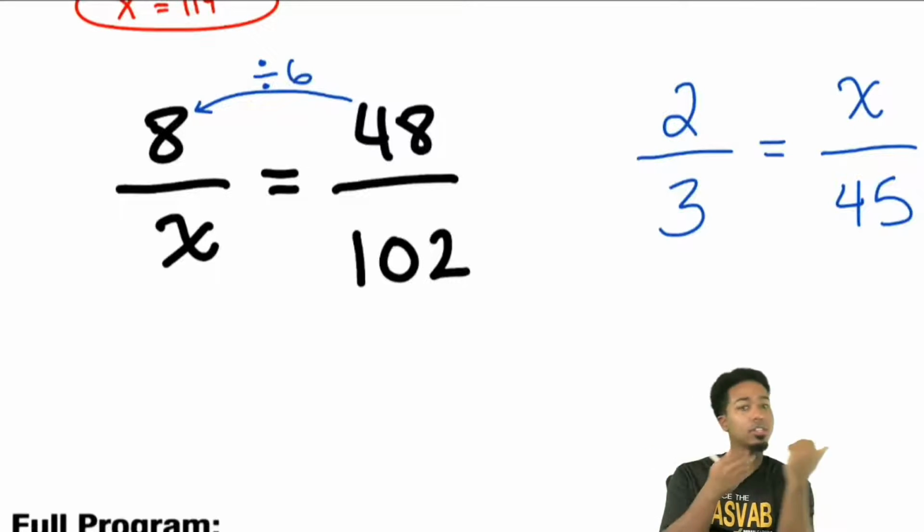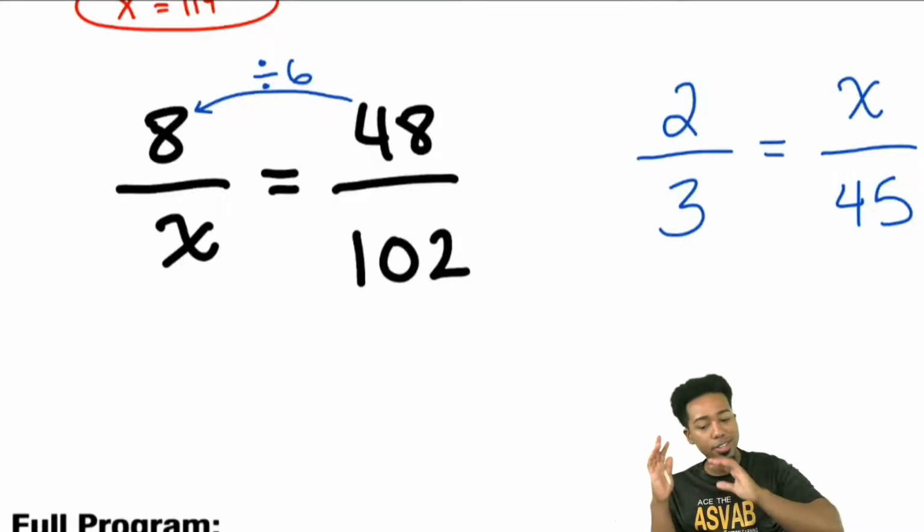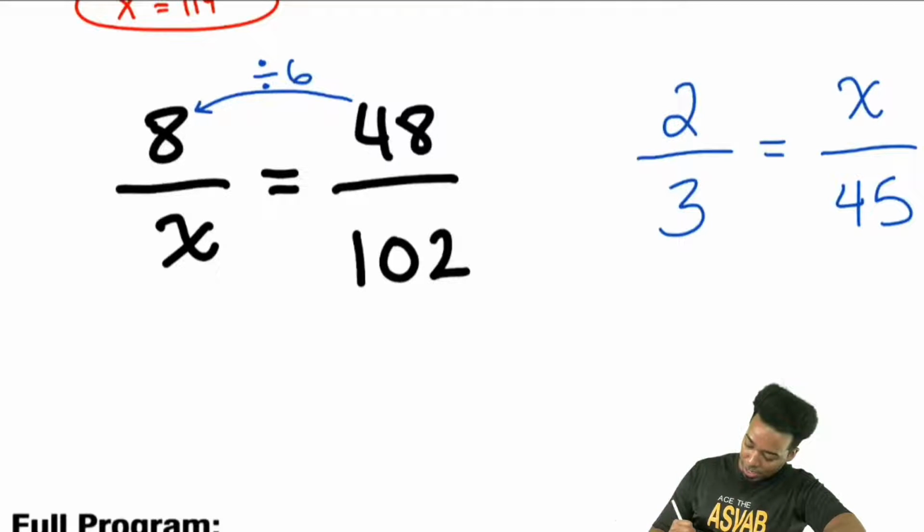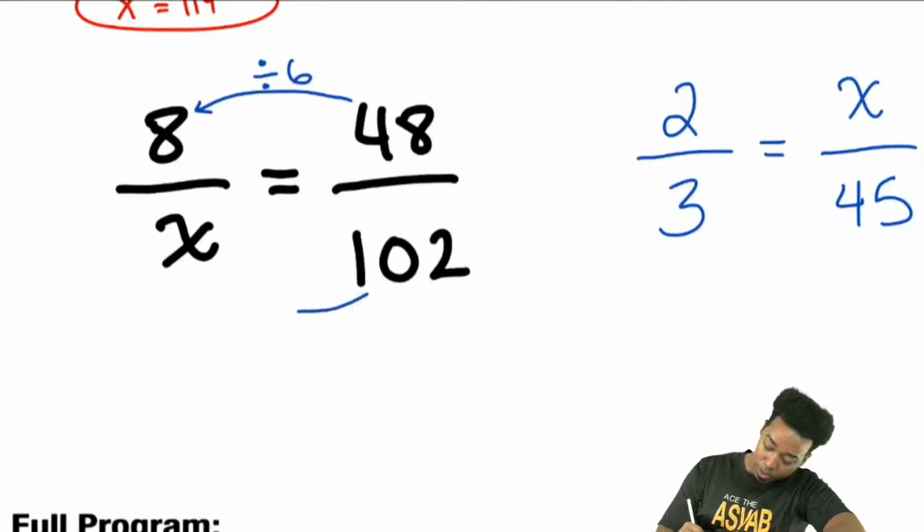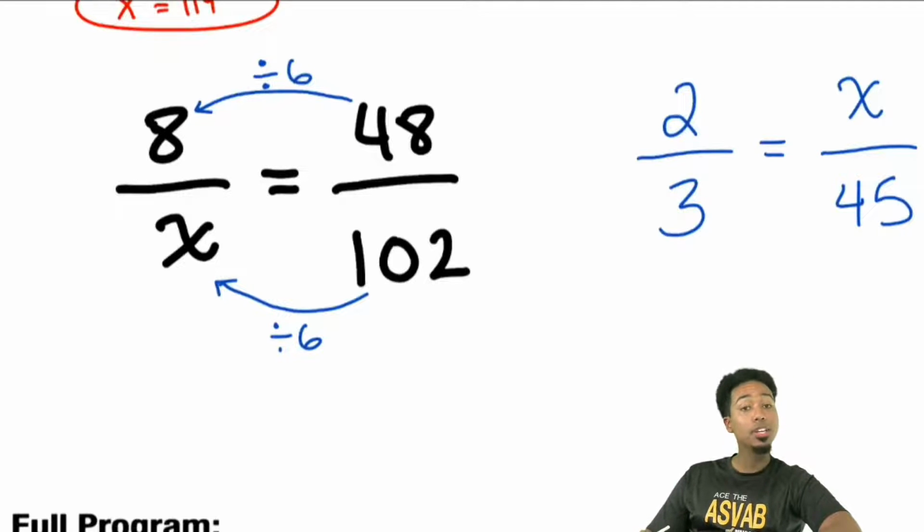Multiply, you get bigger typically. Divide, you get smaller. That's it. They're the same operation. And so to get the answer here, we're going to divide 102 by 6. That's how you'll get your answer. And so boom, there you go.